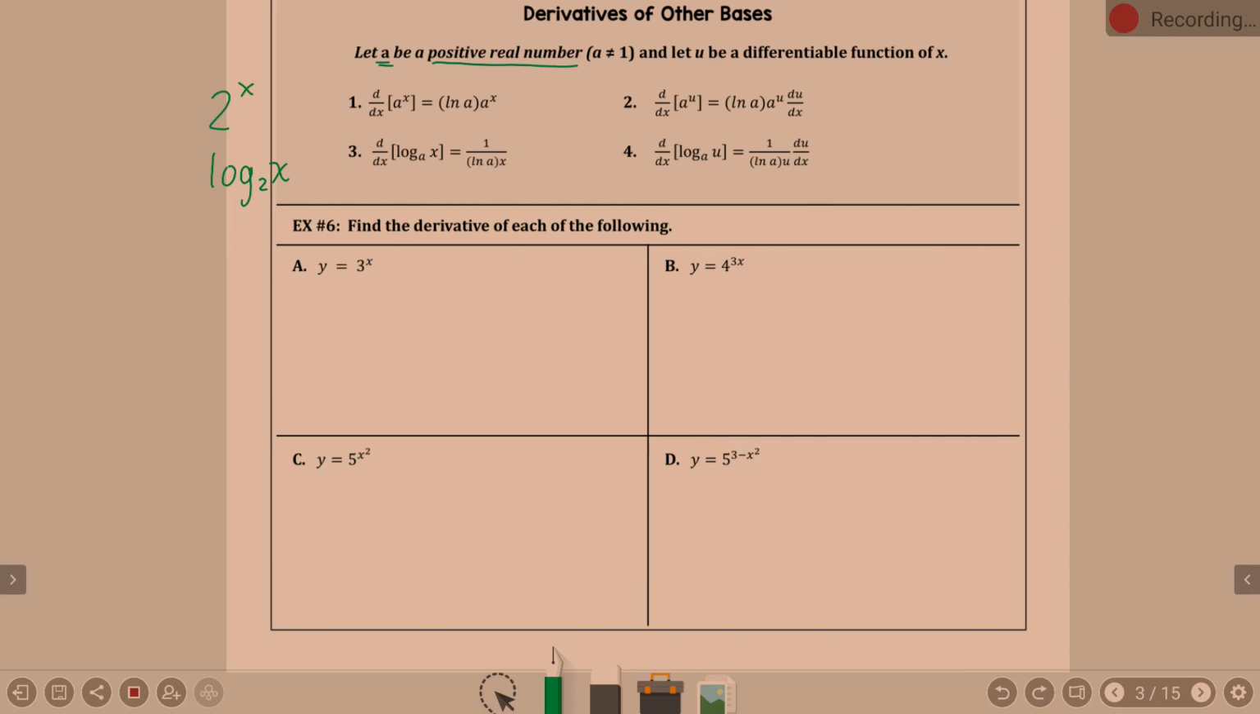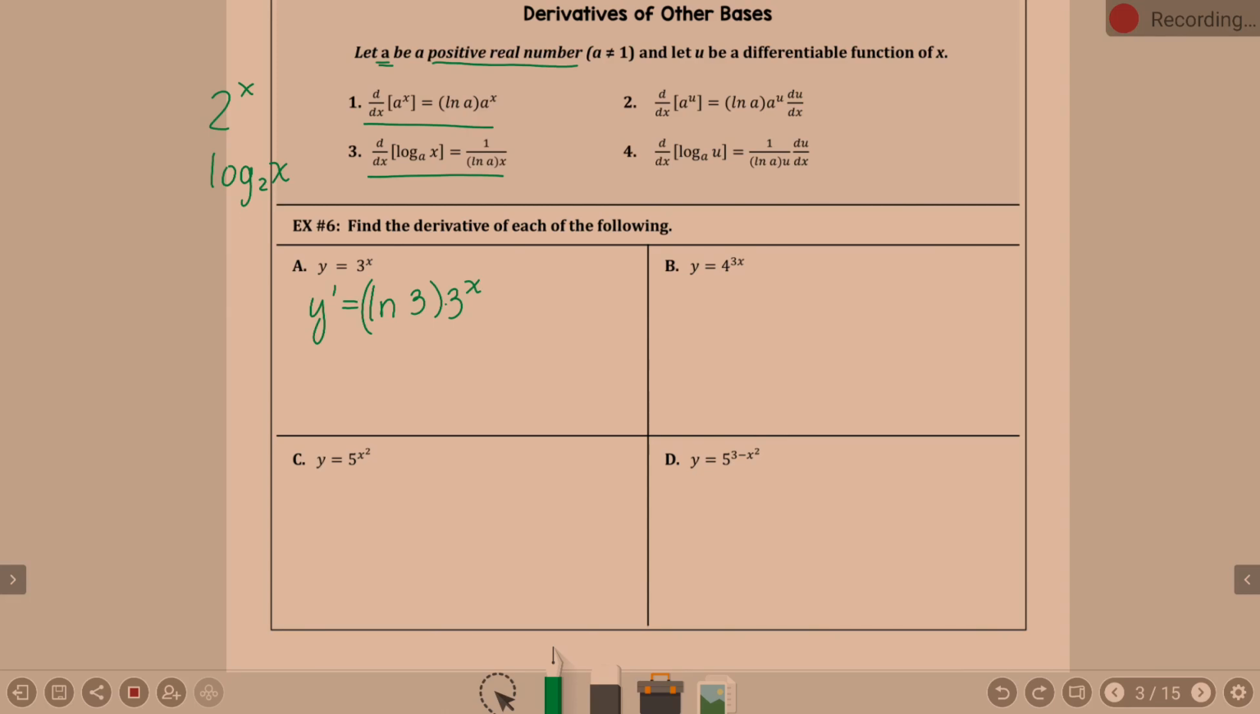So really, the rules you need to know are 1 and 3. 2 and 4 are the same thing, just if you have a chain rule. So let's practice these rules. y equals 3 to the x. Differentiate. What is y prime? Natural log of 3 times 3 to the x.